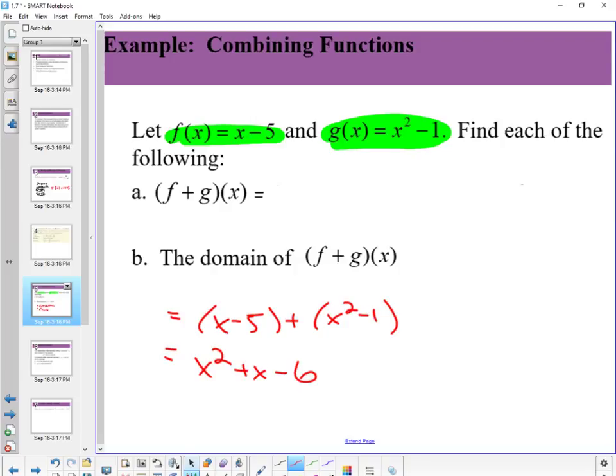Okay? What's the domain on this thing? Is there any value of x that I can put in there that will make the denominator 0? No, because there is no denominator. So I'm good there, right? Is there anything that I can plug in there that's going to give me some imaginary values? No.